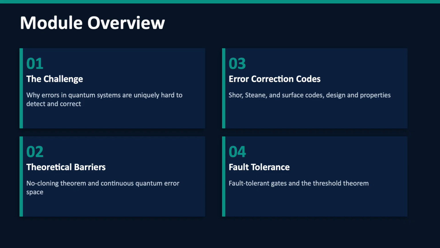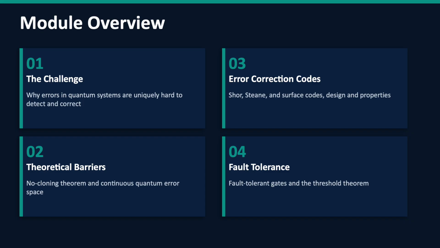From there, we move into the theoretical barriers, the laws of physics themselves that seem to make quantum error correction impossible. These barriers are not engineering problems that better hardware can solve. They are deep mathematical facts about the universe. Learning how scientists cleverly worked around them is one of the most intellectually satisfying stories in modern physics.